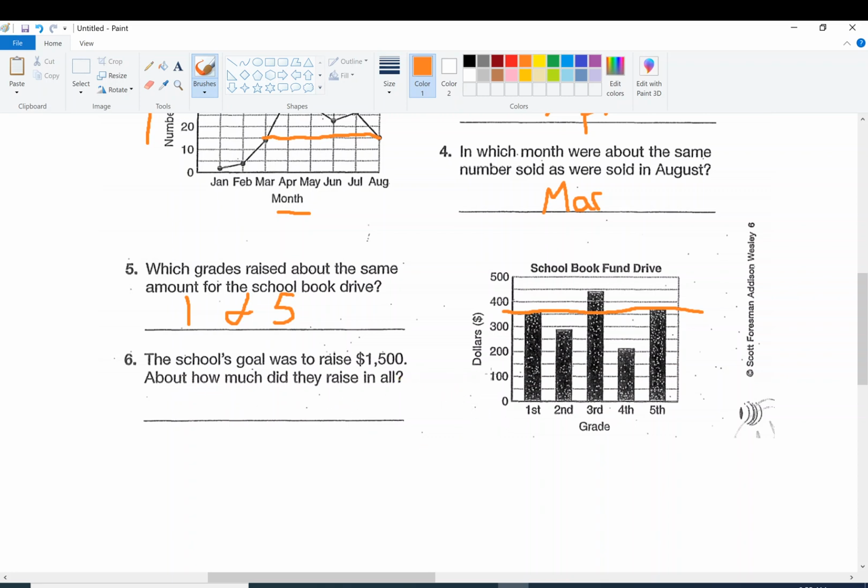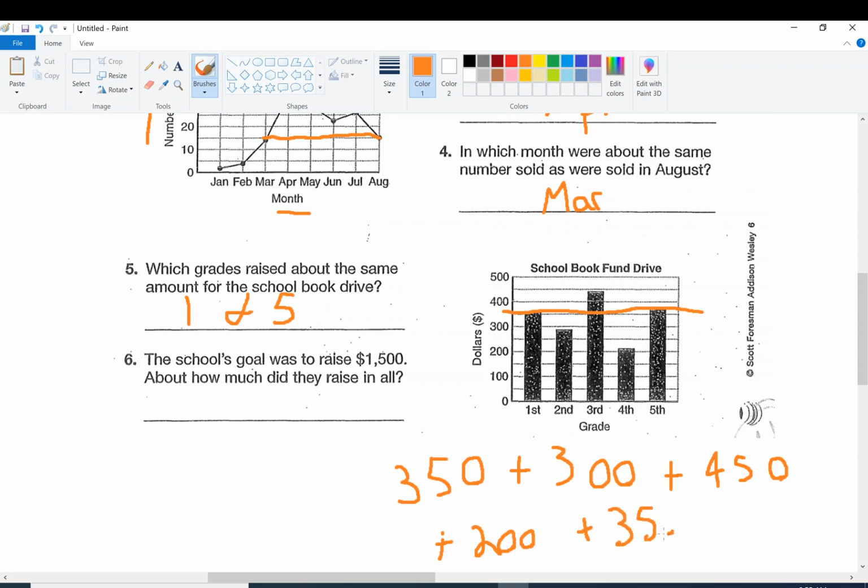So what you can do is you can estimate by using these lines here, right? So this one is around 350, so I'll have 350 for first grade. Second grade was around 300. Third grade was around 450. Fourth grade is around 200. And fifth grade was around 350, okay? And I know these aren't exact answers, but this is close. We can kind of get like a rough number, okay? If they wanted to actually give us the numbers, they could have done that as well, okay?